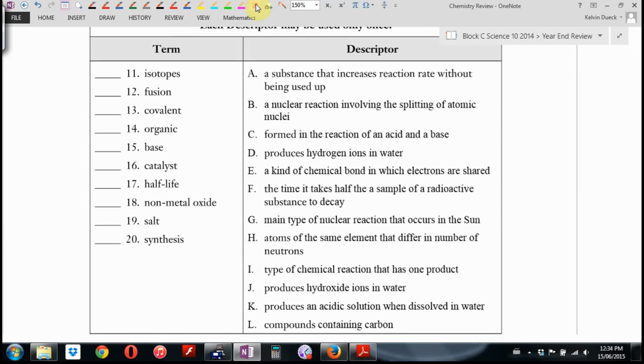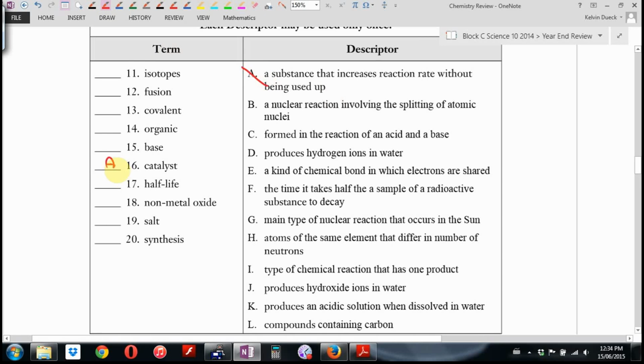On your provincial, there's not going to be a matching section, but this is good terminology. For matching, I find it easier to start with the definition side and go find the word. So what do we call a substance that increases the reaction rate without being used up? Okay, that's a catalyst. So I'm going to cross out A, and I'm going to put A next to catalyst.